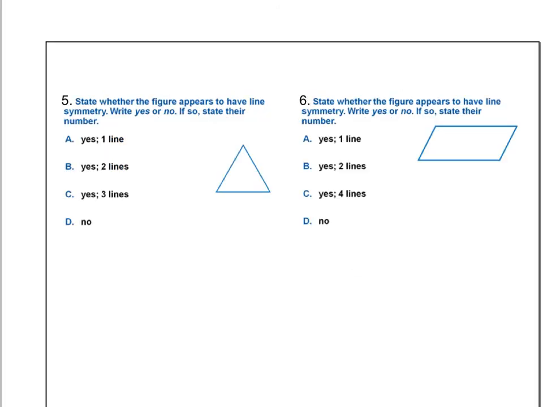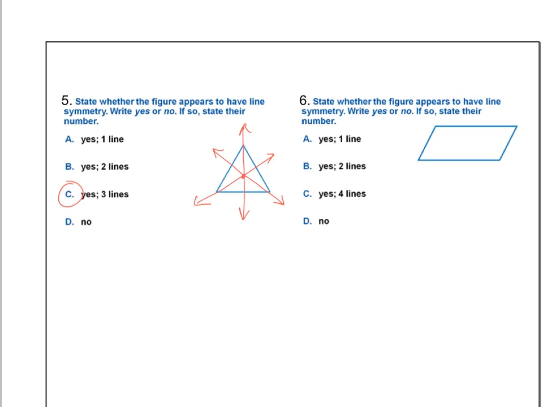Please pause the video and try numbers 5 and 6. When you're done, unpause the video. Number 5, the answer is 3. There would be 1, you can see that cuts it in half, 2, and 3. And notice all of those lines of symmetry happen to meet at one point. If it helps you to use a ruler to do this, feel free to grab a ruler or some kind of straight edge to draw nice straight lines.